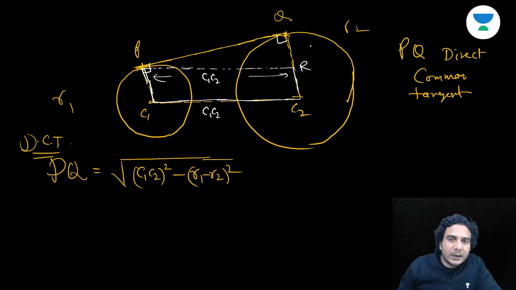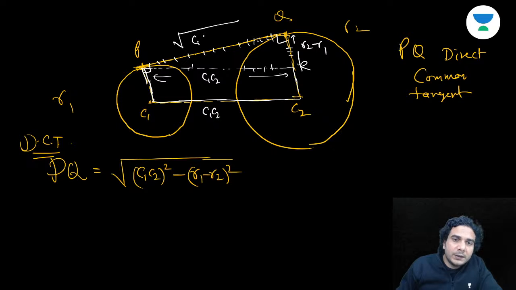And you can see this is a right angle triangle PQR. Let's say this point is R, okay? And this distance is what? This is R2 minus R1. So you can apply Pythagoras in this triangle PQR, and the hypotenuse of this is PR, right? So this distance PQ is going to be under root of C1C2 square minus (R1 minus R2) the whole square. All right.